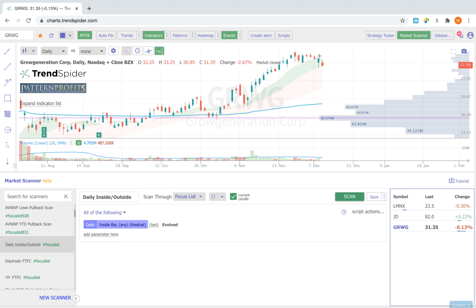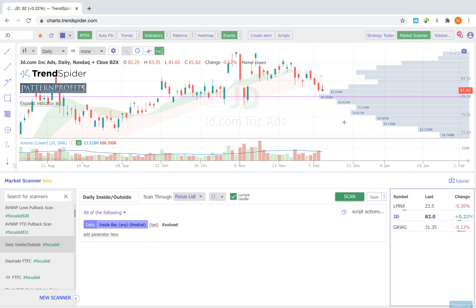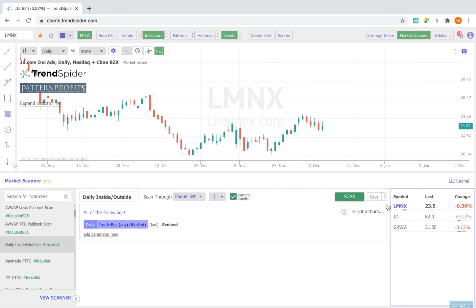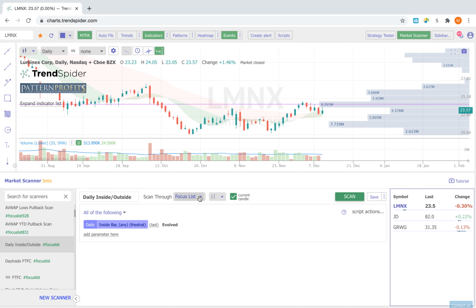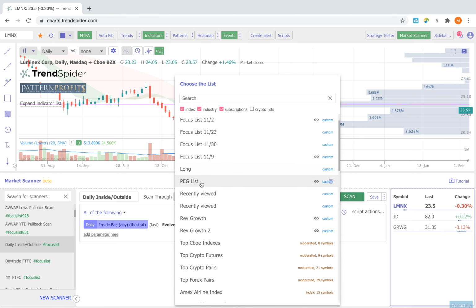Click on the first one. You can see, yes, it is indeed inside, a lower high today and a higher low. So yes, inside. JD, you can scroll through them real quick and see, yep, that's inside too. These are patterns I'll search for and highlight through multiple lists.